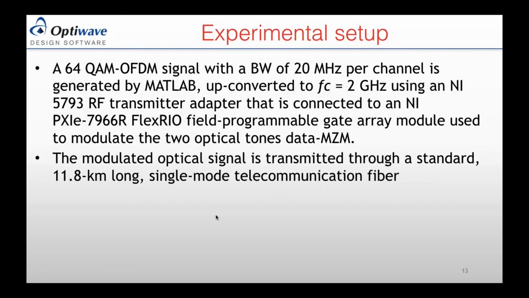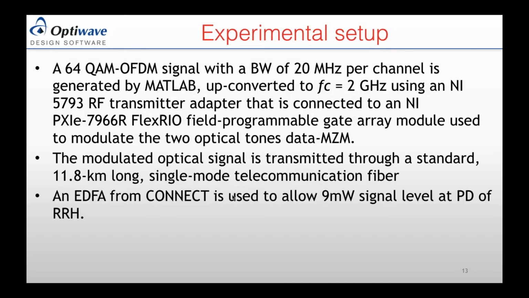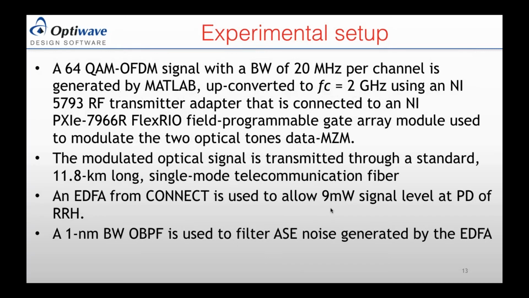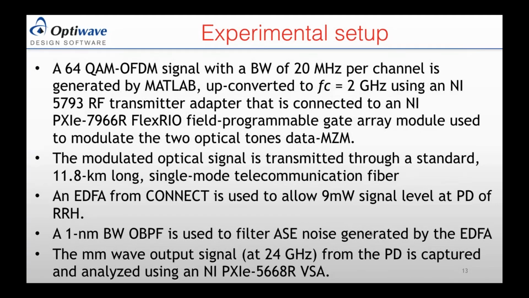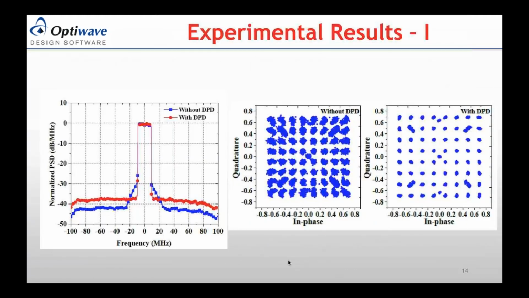Okay, so the length of the fiber optic cable is about 12 kilometers, and it's single mode fiber. We made sure that we keep the optical power before the photodetector at about 9 milliwatts, and then the optical bandpass filter, of course, to clean the noise. So it's 24 gigahertz, as I said, near millimeter wave frequency. So these are the spectrum and constellation at the output.